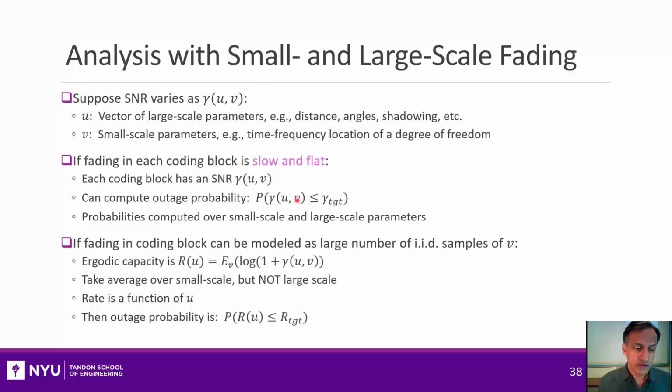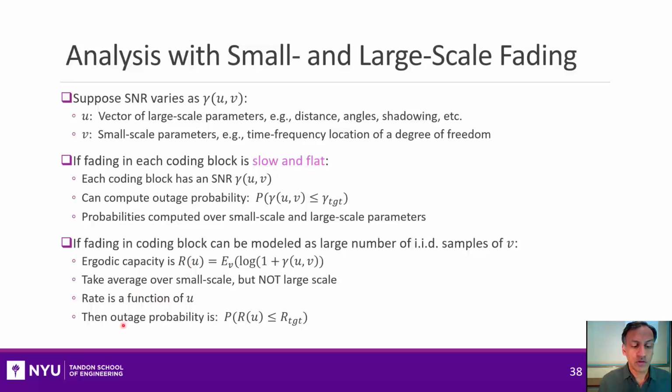On the other hand, if the fading in the coding block can be modeled as a large number of IID samples, it's going to be IID samples of only the small scale parameters. Obviously, the large scale parameters will very rarely vary over a coding block. So its ergodic capacity in this case could be looked at as an expectation of the log of 1 plus SNR, but you only want to take the expectation over the small scale parameters. Your rate will still be a function of the large scale. For example, in that picture I showed on the previous slide, it would still be a function of where you are in that office area.